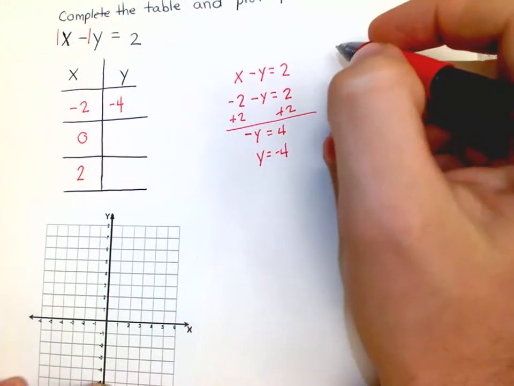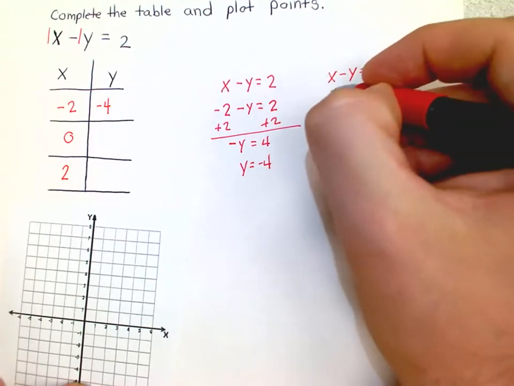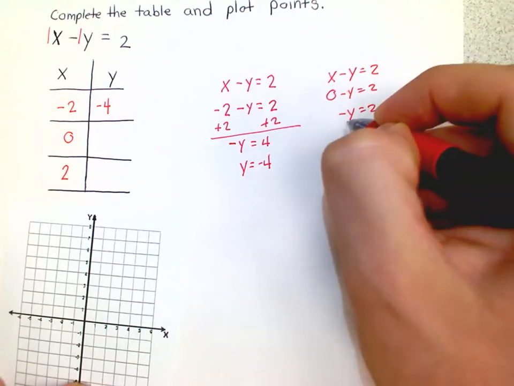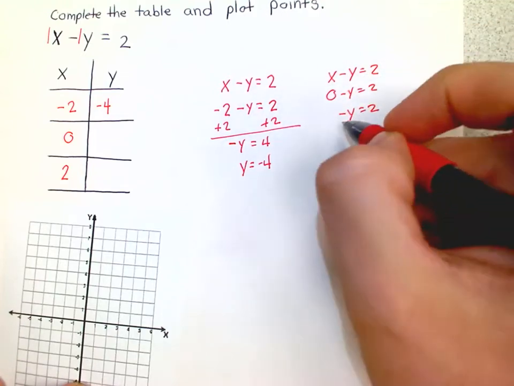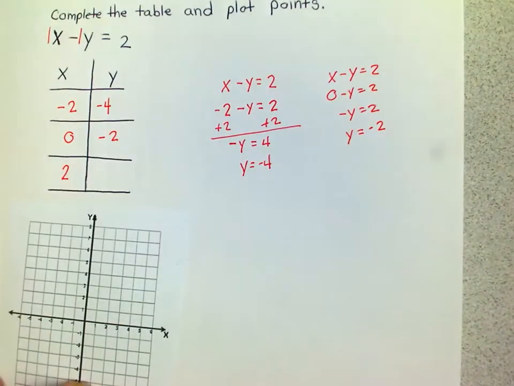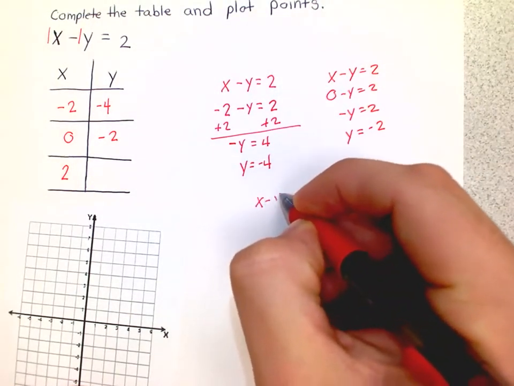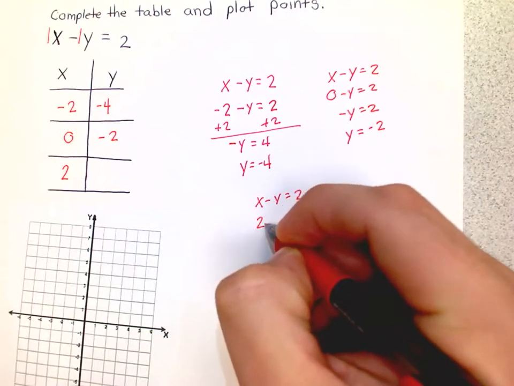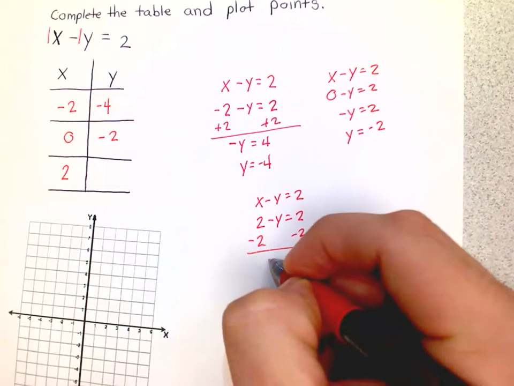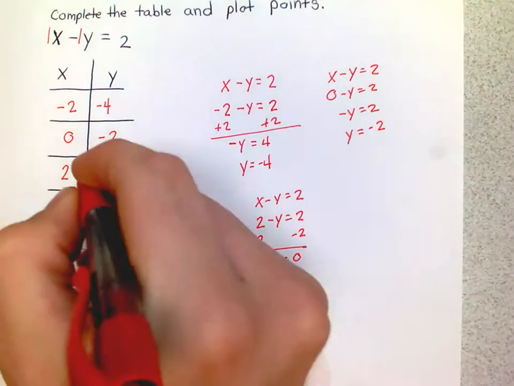For this next one over here, x minus y equals 2, we plug 0 in for x and solve for y. Have that -y equals 2. Again, let's change our signs. So y equals -2. And then finally we have the 2 in for x, leaving y the same because that's what we're going to solve for. When we do this, we have that -y equals 0, or y just equals 0. So put a 0 in right there.